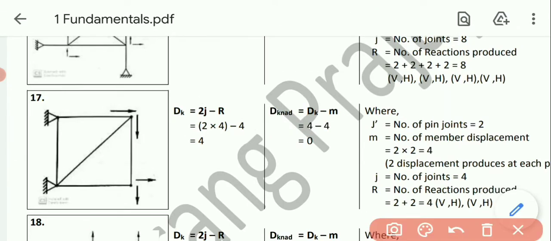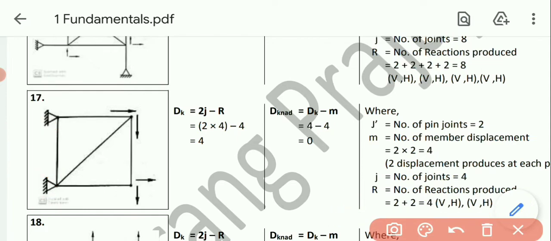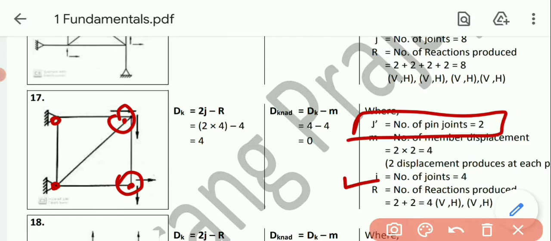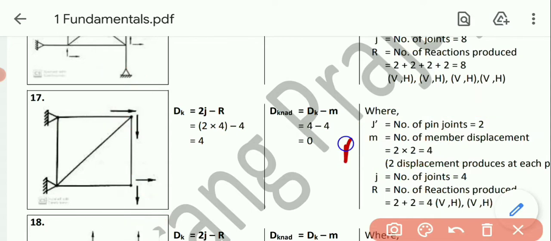Now, example number 17. Over here a hinge support is there, so the number of reactions will be 2, so 2 into 2, so the total number of reactions is 4. J, the number of joints, is 1, 2, 3, 4, and out of these, these two are the pin joints, that is J dash. At each pin joint 2 displacements are there, 2 plus 2, so total M, the number of member displacements, is 2 into 2, that is 4.